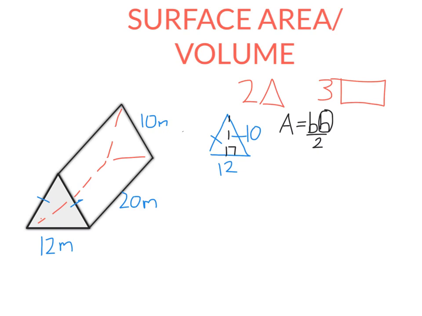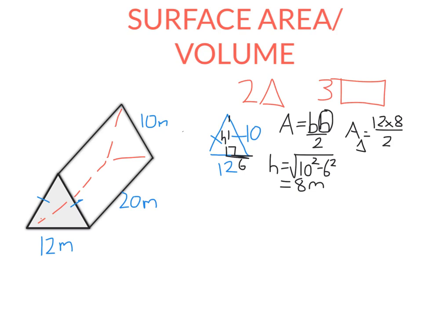This side down here will be 6. So if I call that H, then H will be the shorter side of a right-angled triangle, 10 squared minus 6 squared, which is equal to 8. I have found the perpendicular height of the triangle is 8. So what that means is the area of each of the triangles is base times perpendicular height divided by 2, which gives us 48 meters squared.